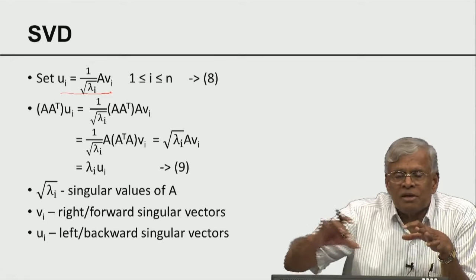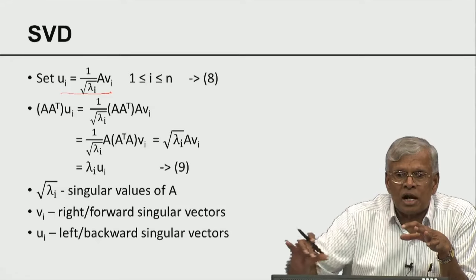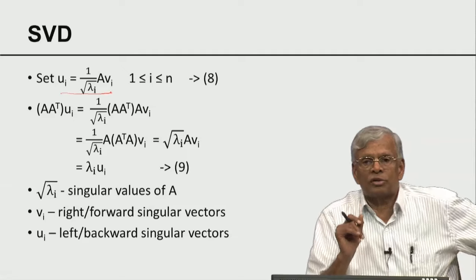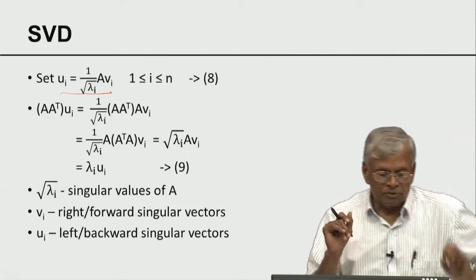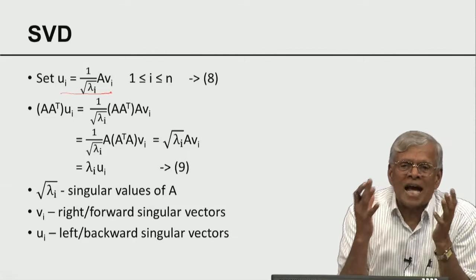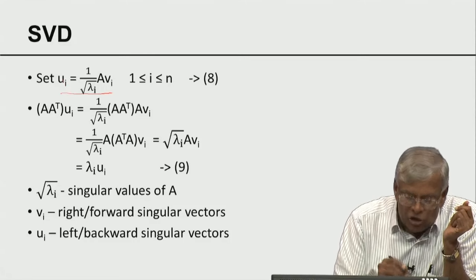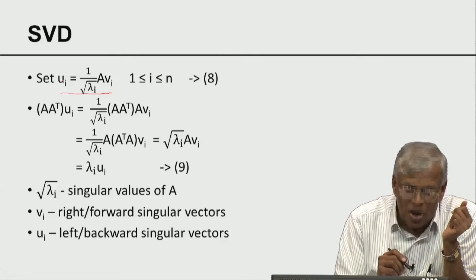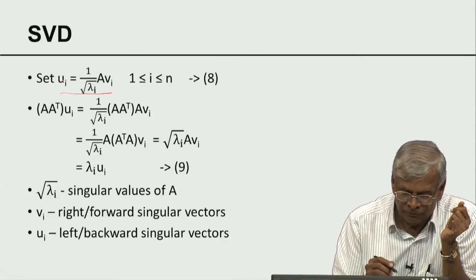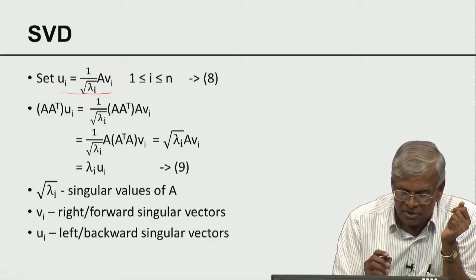If I assume each of the Jacobian matrices is non-singular, A is non-singular. So I am just trying to reinforce the idea of where A comes from. So if v_i's and lambda_i's are the eigenvector-eigenvalue pair for A, I can now define a new vector u_i. u_i also is an n-vector, which is 1 over square root of lambda_i times A v_i.